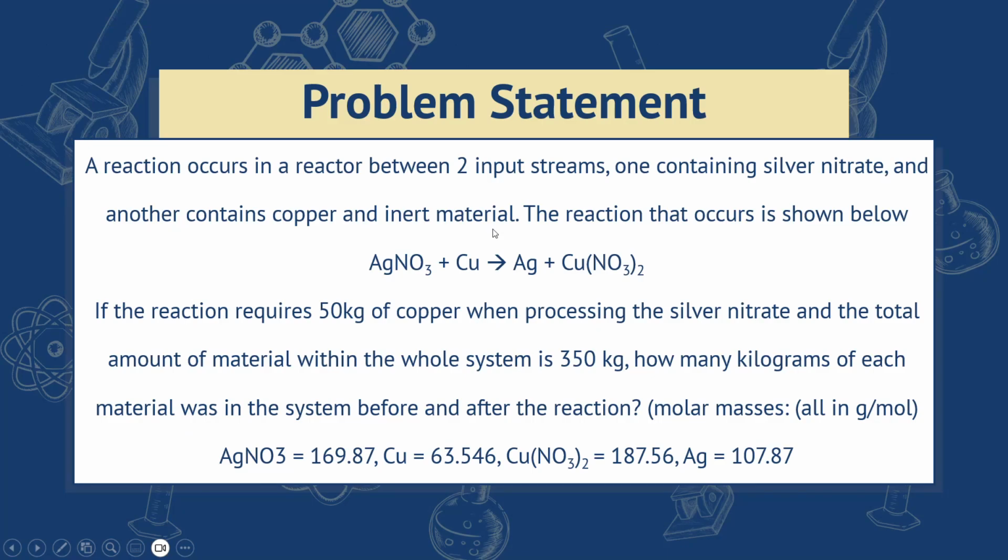Now for our problem statement. A reaction occurs in a reactor between two input streams, one containing silver nitrate and another containing copper and inert material. The reaction that occurs is shown below. Silver nitrate reacts with copper, resulting in silver and copper nitrate. If the reaction required 50 kilograms of copper when processing the silver nitrate, and the total amount of material within the whole system is 350 kilograms, how many kilograms of each material was in the system before and after the reaction? And also listed here, we have the molar masses, specifically in grams per mole, kilograms per kilomole, what have you, for all of the materials inside the system.